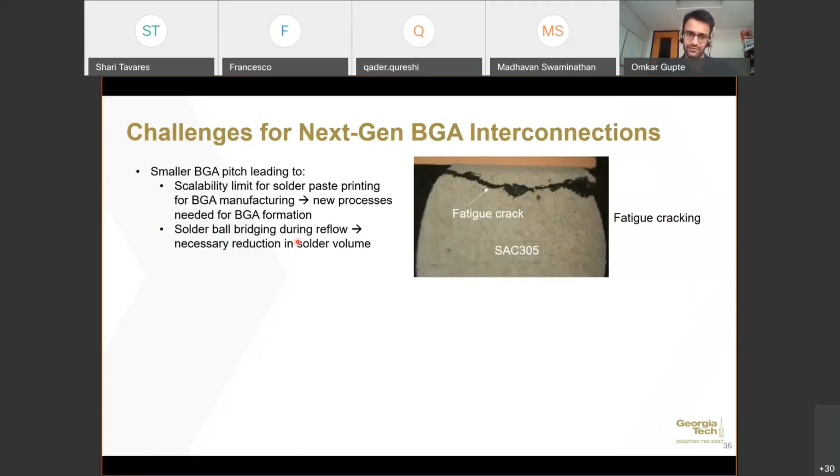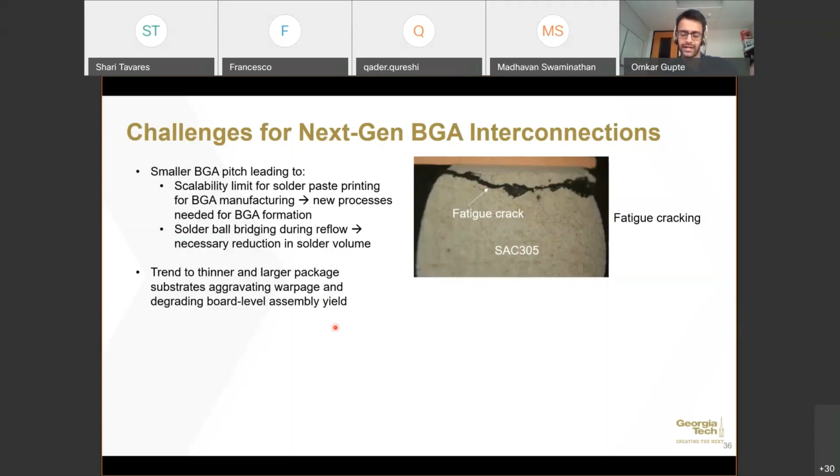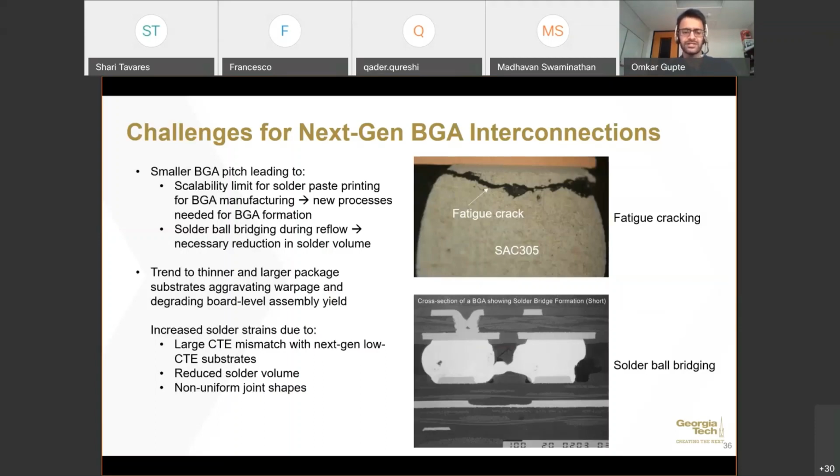Also, more issues of solder ball bridging during reflow can be seen because of the reducing pitches, which leads to a necessary reduction in the solder volume. But reducing the solder volume will again lead to challenges with reliability. Not just with this, but this trend to thinner and larger package substrates will also aggravate the warpage even more, leading to degrading yields in the board level assembly because of the reasons we just mentioned.